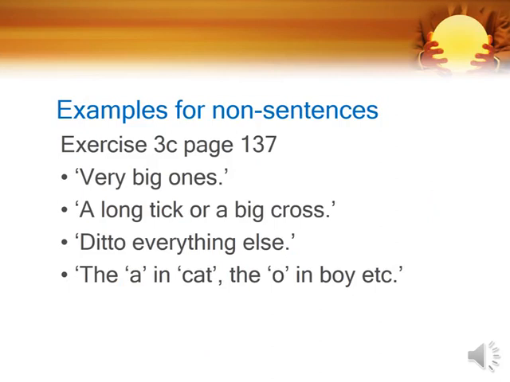These are some examples of non-sentences from the text that we have. It's exercise 3C, page 137. Very big ones. This is not a sentence, no verb here. So non-sentence. "A long tick or a big cross." Again, no verb. "Ditto everything else." Again, no verb. "The A in cat, the O in boy, etc." This was a sentence in the text too. It doesn't contain a verb. So all of these are non-sentences.